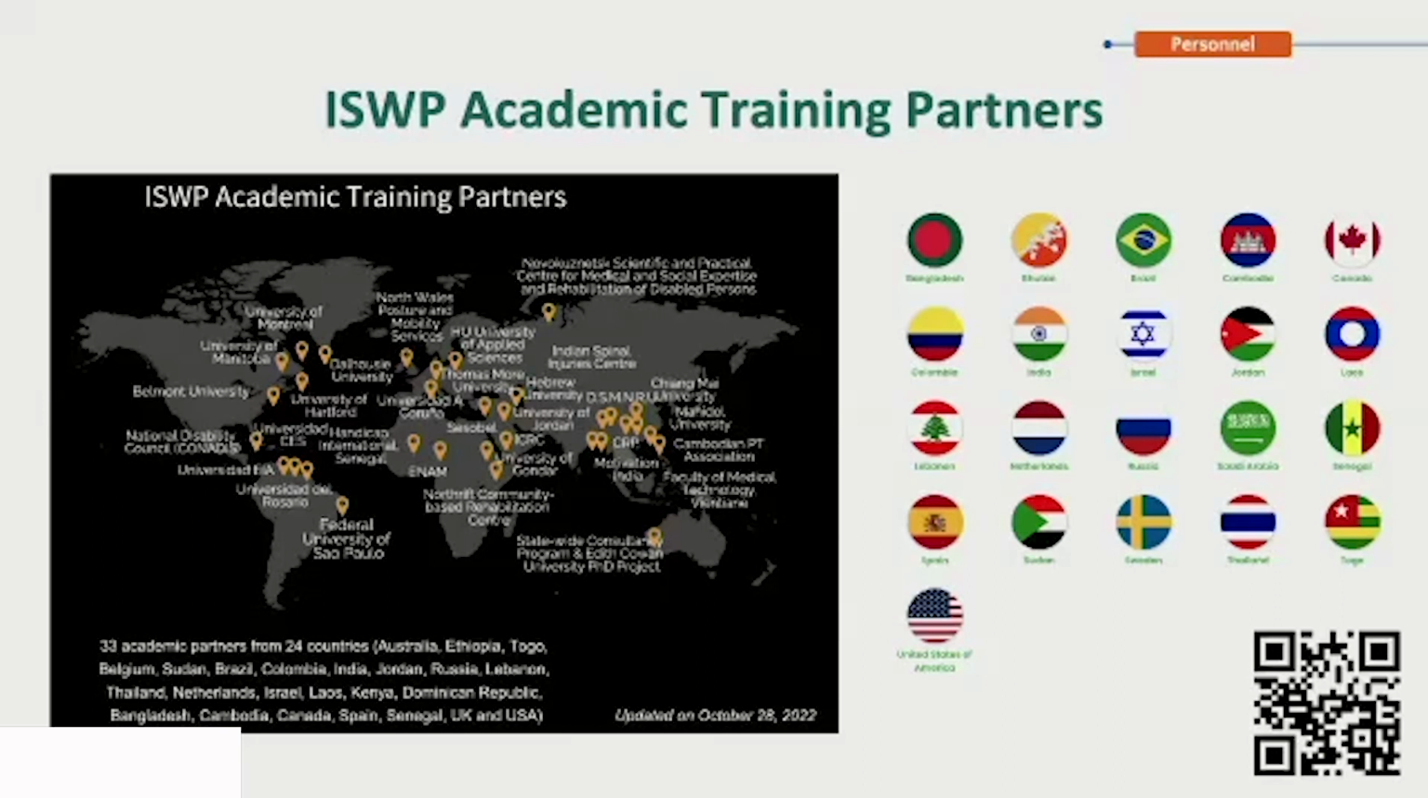Another really neat group, and I think COVID, if there's any silver lining in COVID, is that we have this technology where we can connect with each other around the world more efficiently and effectively. So we have created our academic training partners. This is an outcome of one of our subcommittees, which is the integration subcommittee. Its focus is to integrate wheelchair service education into the curricula of universities and training programs for PT, OT, and P&O. We now have 33 academic partners from 24 countries, and you can see that it's really well distributed.